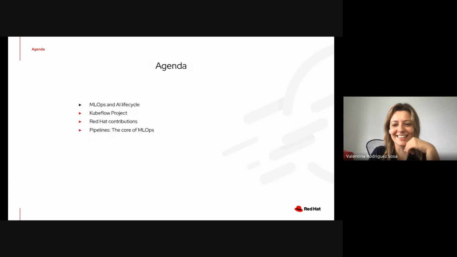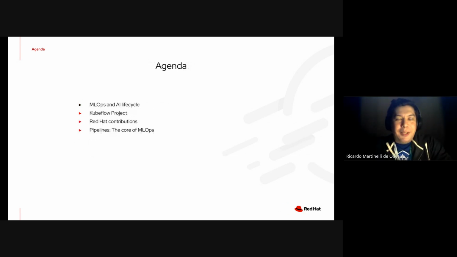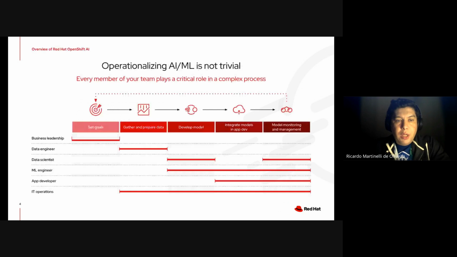So, let's talk about the agenda. I'll be talking a little bit about the AI lifecycle and about what MLOps is. Then I'm going to introduce the Kubeflow project. I'd like to highlight some of the Red Hat contributions to the Kubeflow project. Some of them are very impactful, and we believe they make the Kubeflow project even stronger. And then I would like to focus on a specific component of the MLOps core, which is pipelines. This is the component I've been developing so far.